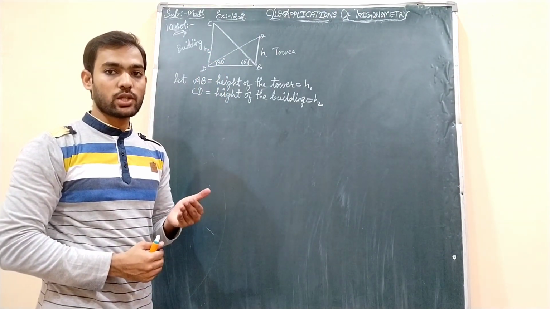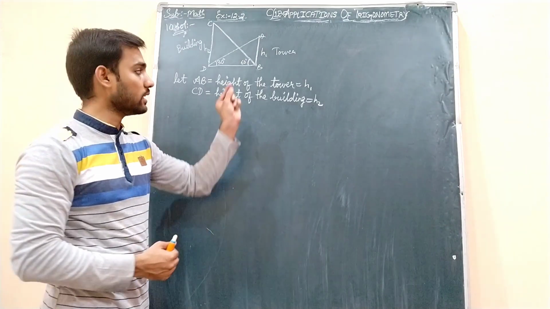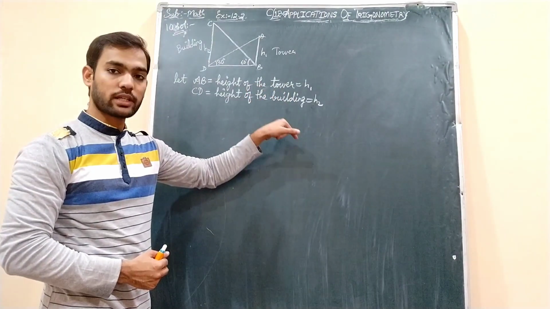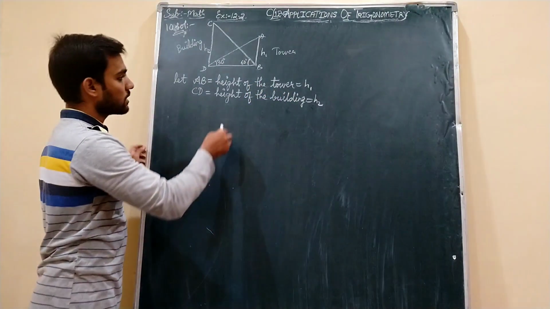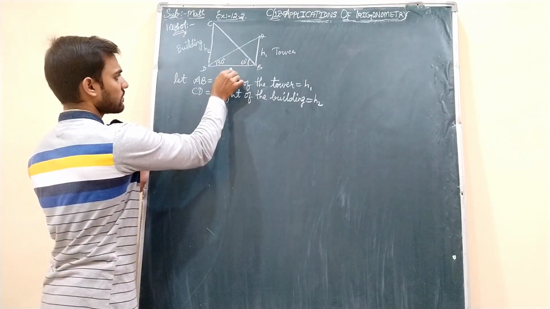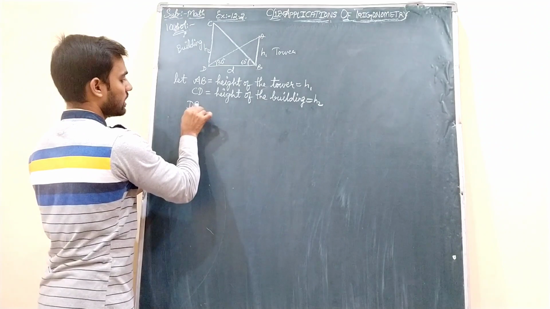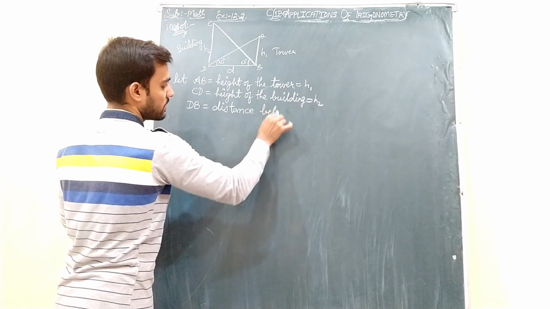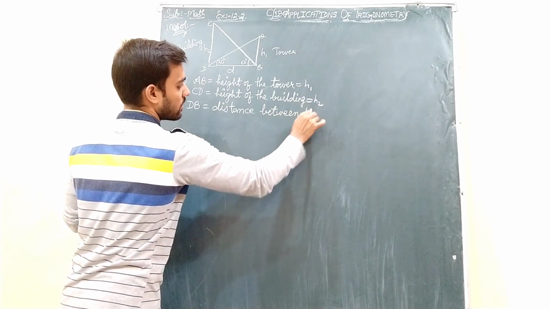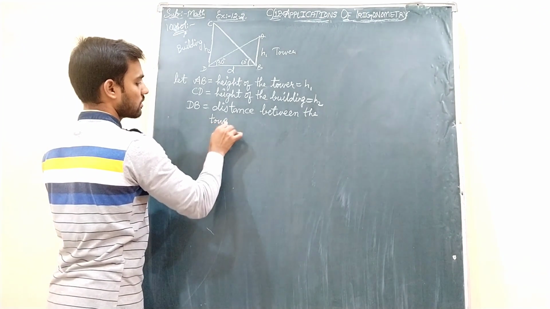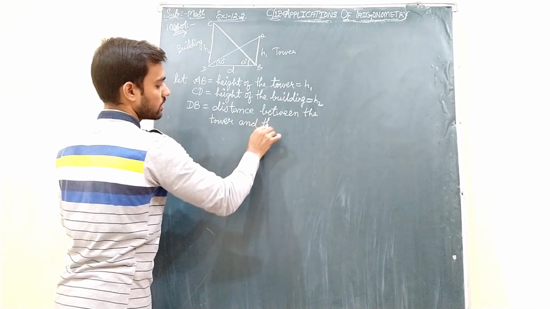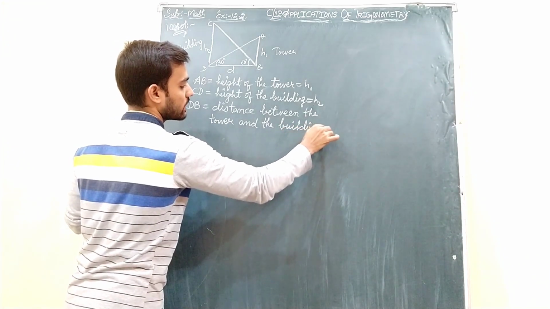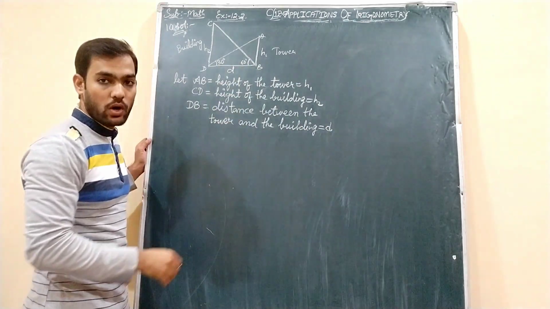See students, in the question the ratio of tower and the building is asked, so the tower should be kept first, then the building. Suppose if he asked the ratio of building and tower, then the building should be first, then the tower, H2. Okay, so here we have taken them both, and then DB is the distance between the tower and the building, that we have taken as small d.